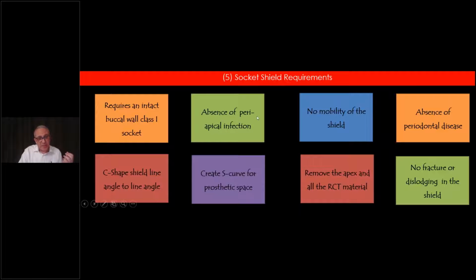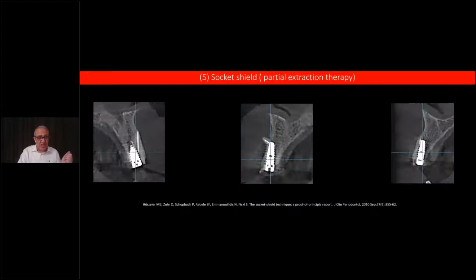So you need to have absence of periapical infection, no mobility of the shield or of the tooth, absence of periodontal disease, a C-shaped shield, line angle to line angle, creating an S-curve for the prosthetic space. Remove the apex and all the RCT materials, you have to do that, with no fracture or dislodging of the shield while putting the implant. It's a very, very critical procedure, and I don't think it's very easy to do. Plus, it needs a completely intact socket. We have seen a lot of errors with this technique.